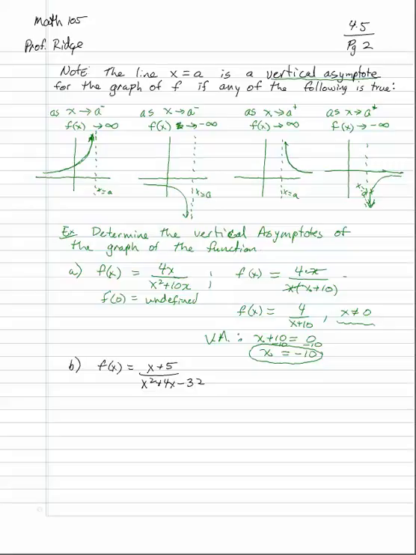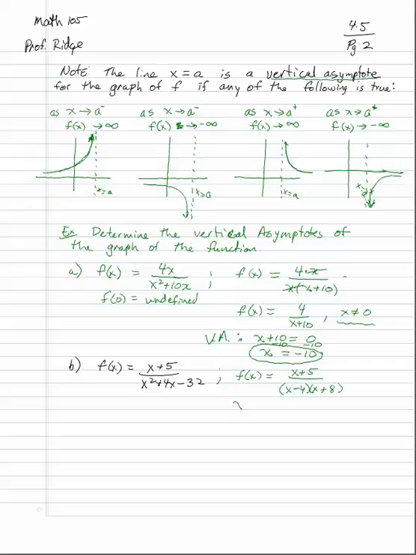Okay, let's try another one. We're going to factor this to see if we can reduce it. So f of x equals x plus 5 over, factor 32: the factors are 4 and 8, the bigger one's positive, signs are different. Okay, nothing reduces, nothing cancels, so it's reduced.